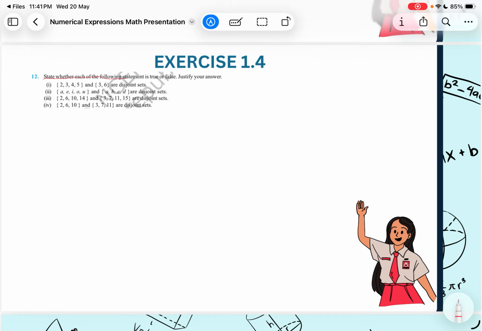Question number 12. State whether each of the following statements is true or false. Justify your answer. {2, 3, 4, 5} and {3, 6} are disjoint. So 3 is here, so this is not disjoint, false. We have already seen this, right? Now {a, e, i, o, u} and {a, b, c, d}: this is also false because there is a common element a, and only a is common. Now for the next one, {2, 4, 6, 10}, you can do it on your own.